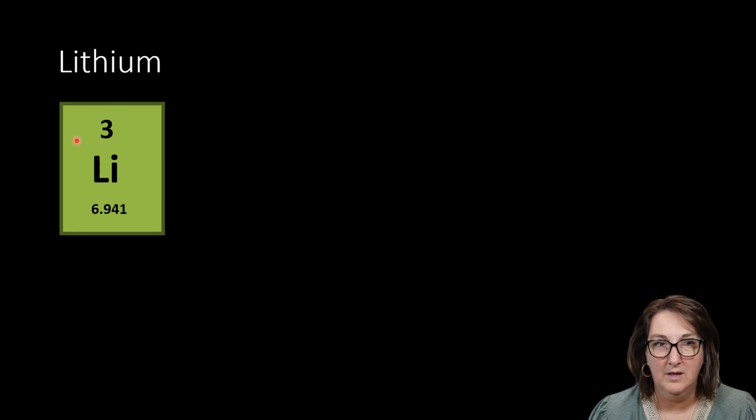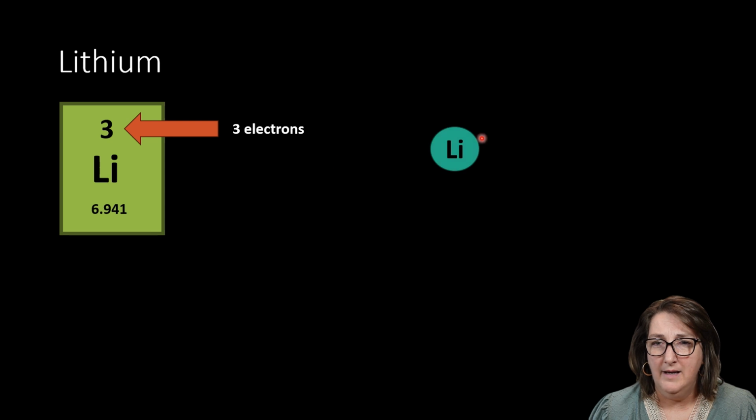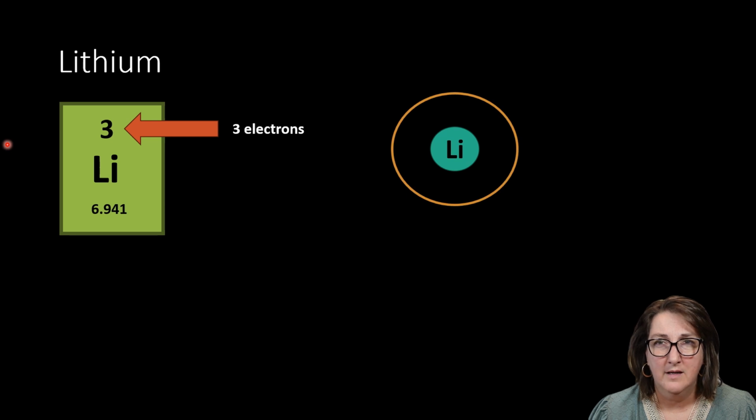So lithium has 3 electrons. When we do Bohr models, all we're looking at are the electrons. So I know it has 3. I look at my nucleus. This is my nucleus, so my electrons, remember, are on the outside, and I'm going to draw rings. These rings can be called shells, orbits, or rings. A shell, an orbit, and a ring all mean the same thing. It's an area where electrons are going to hang out.